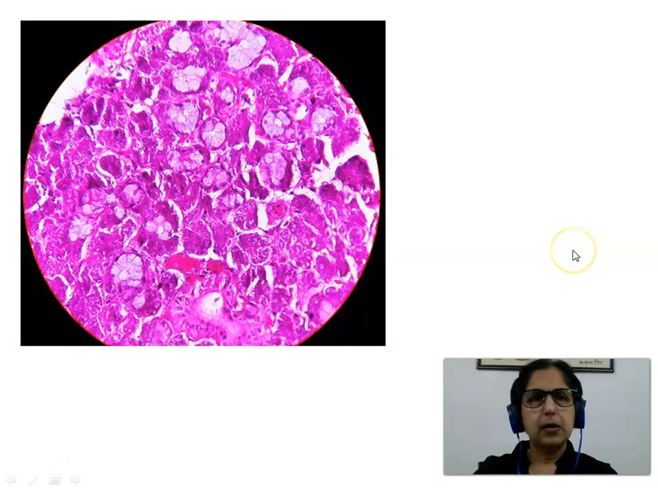A high power view of the same showing us serous acini, mucous acini, and a few mucous acini with serous demilunes. So when we see a mixture of serous acini and mucous acini, we should identify the slide as a slide of mixed salivary gland. Example being the submandibular salivary gland.